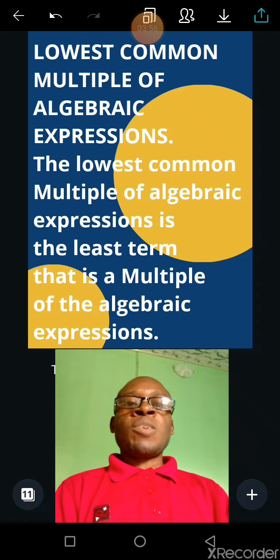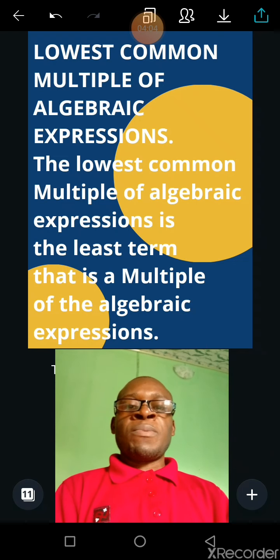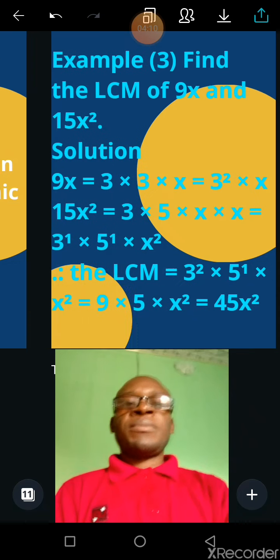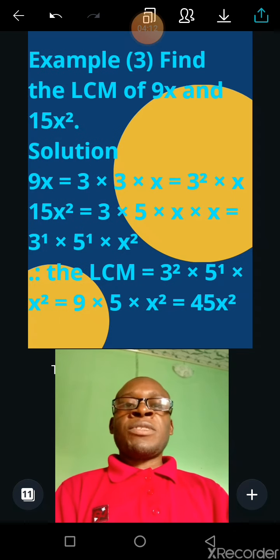The next is lowest common multiple of algebraic expressions. The lowest common multiple of algebraic expressions is the least term that is a multiple of the algebraic expressions. Now we have example 3. Find the LCM of 9x and 15x squared.